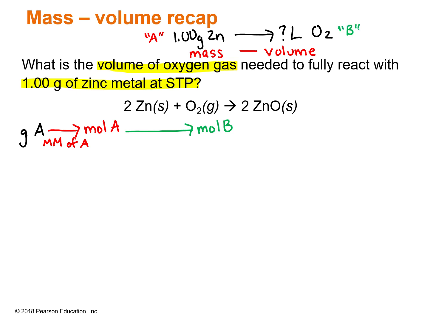Our next step is get to moles of B. And our B in this problem is oxygen gas. That's where the mole ratio comes in, in the form of B over A. Doesn't look too different from last time, but here's where it changes.